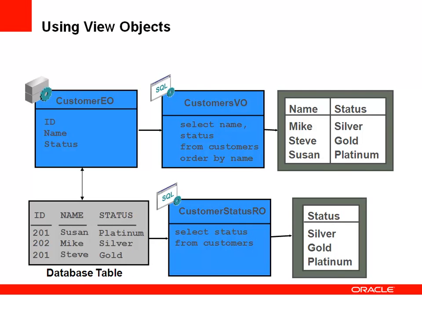There are two types of view objects, an updatable view object and a non-updatable view object. A non-updatable view object is simply a query defined against the database. It returns a result set, and this is the object that you can use to display data in your pages.